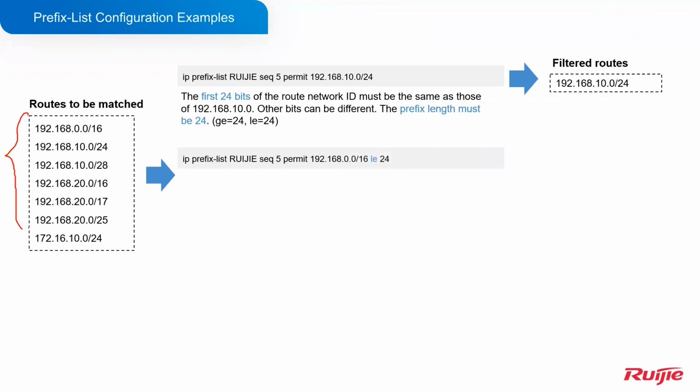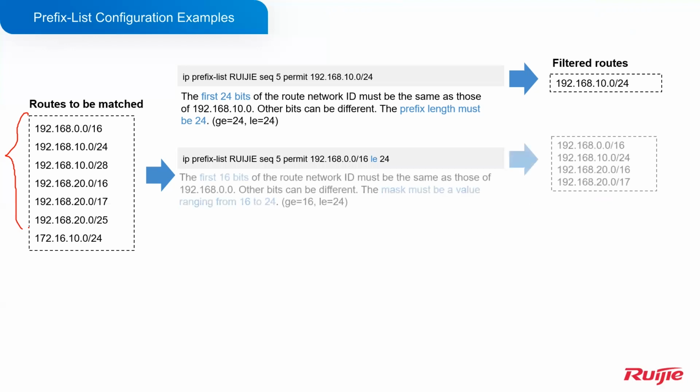And next entry, IP prefix list Ruijie sequence 5 permit 192.168.0.0/16 LE 24. So it represents that the first 16 bits must be 192.168, and the mask length is from 16 to 24. So the result is shown here.